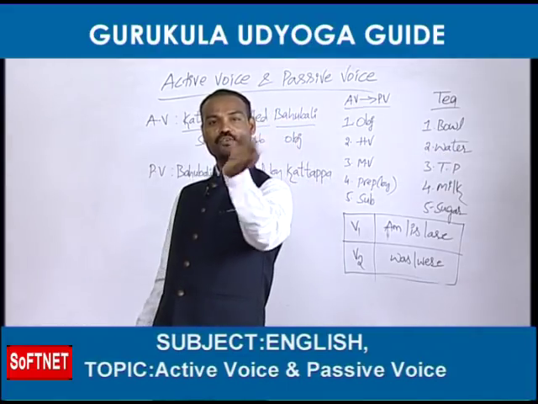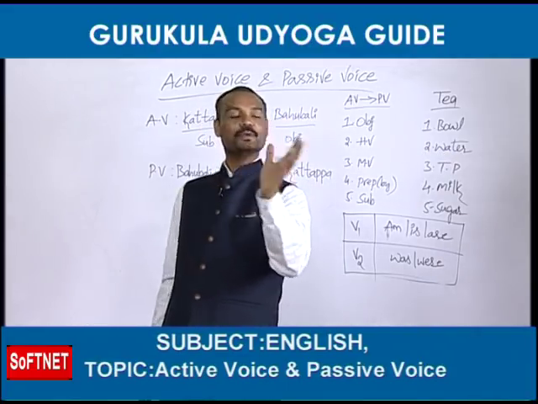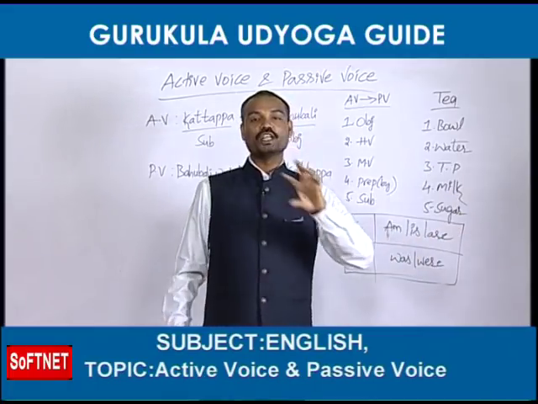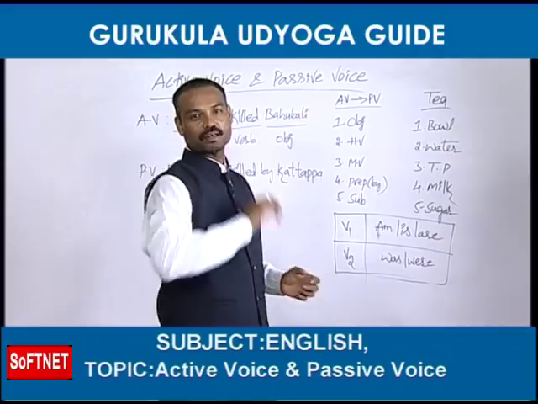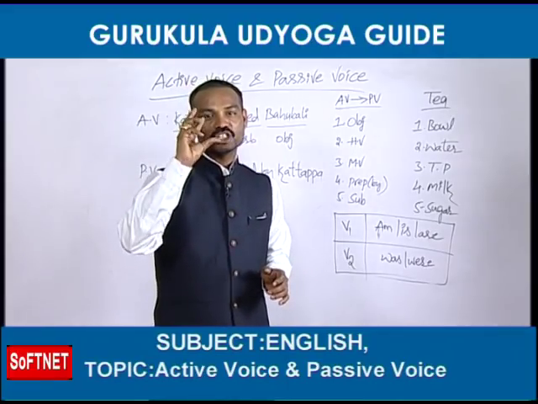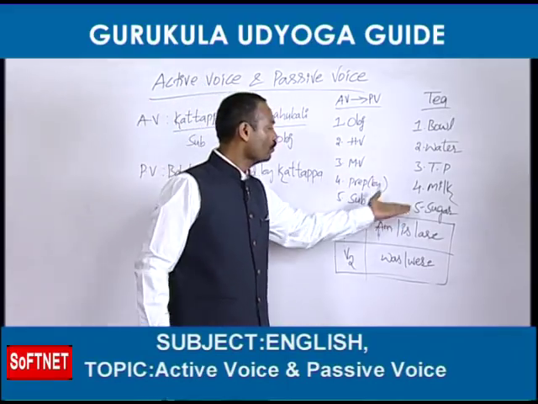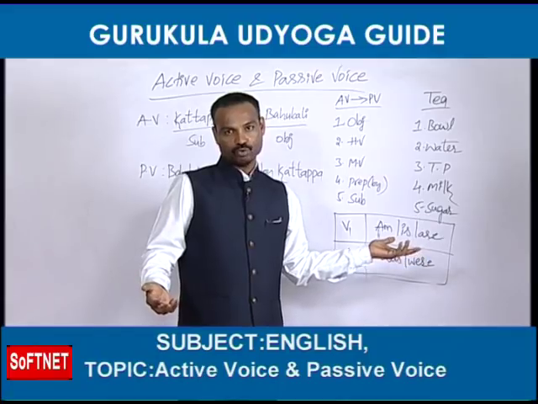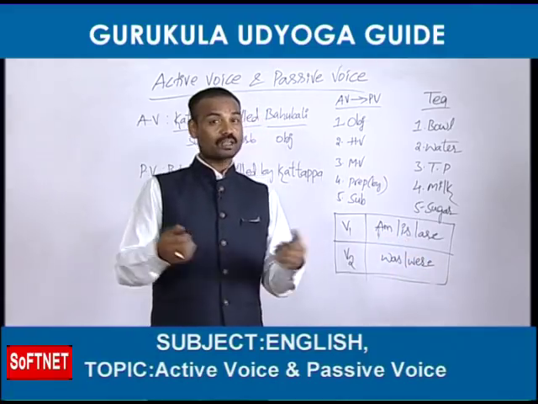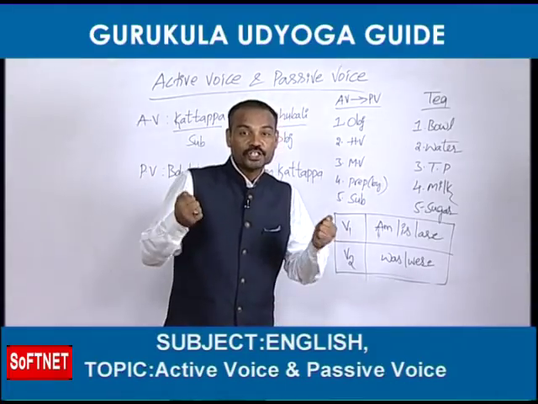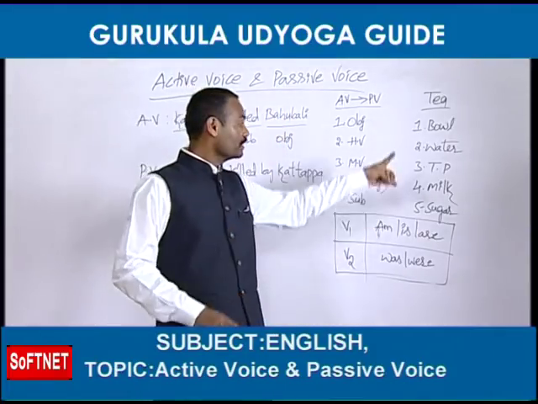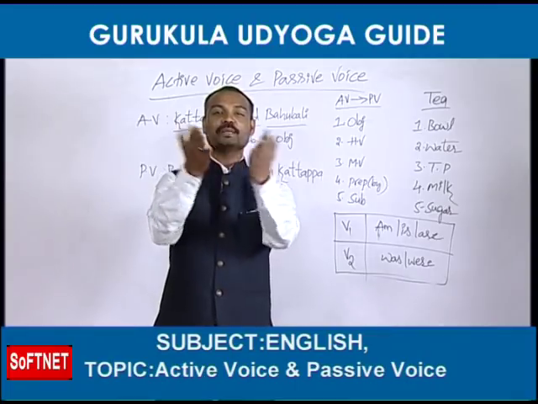What next? We need some tea powder. TP means tea powder. First, we need one bowl. Next, we need some water. Next, we need some tea powder. What next? We need some milk. What last? That one is sugar. The last one is sugar. So with these 5 items, we can easily prepare tea.